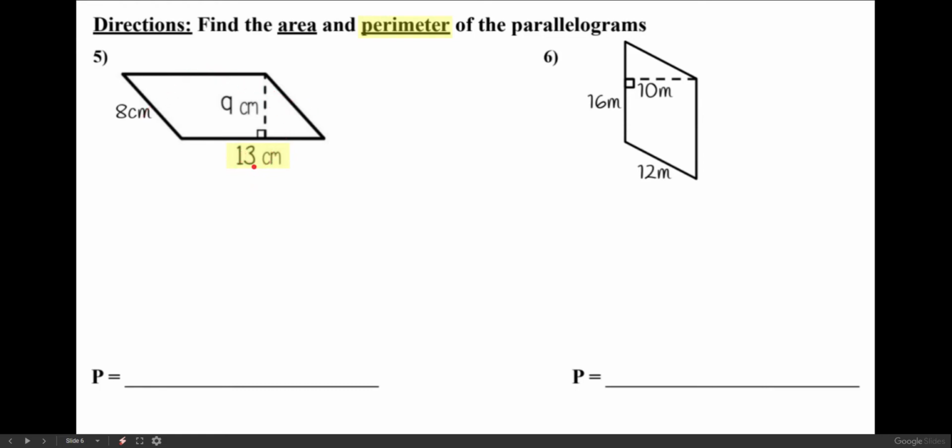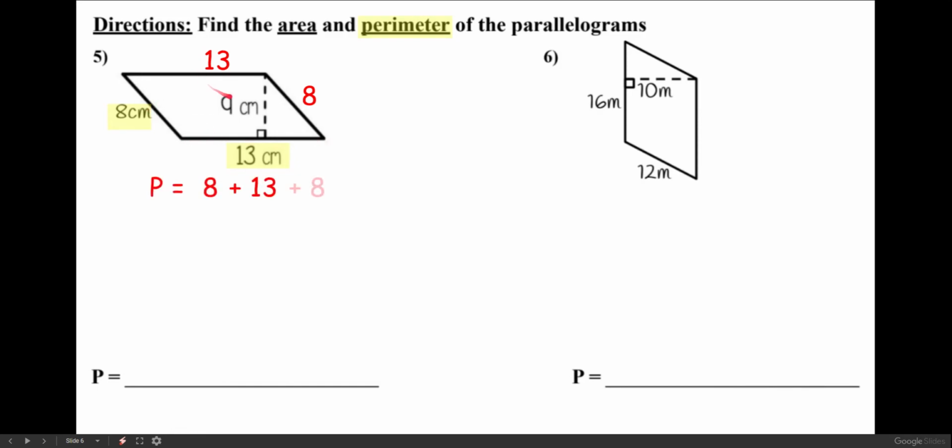Well, if this is 13, it's congruent with the top, which means the top is also 13. If this is 8, the other side is also 8. That's just how parallelograms are. The opposite sides are congruent. So now we just add up those numbers.